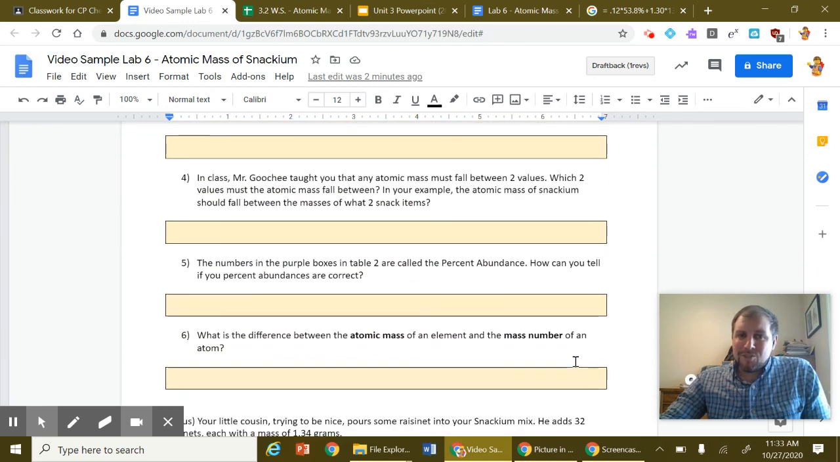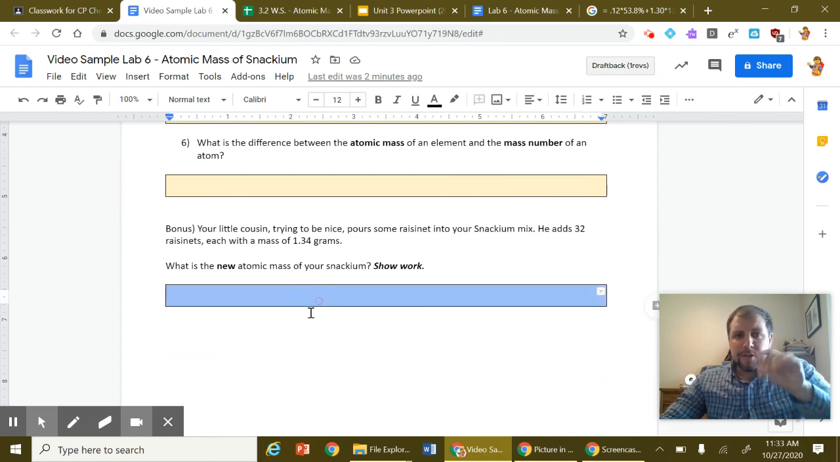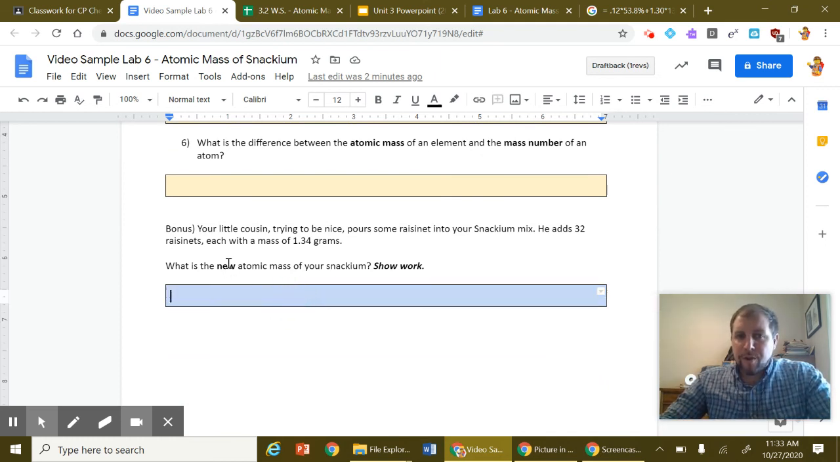You're going to answer the rest of these questions here using the notes as a guide. And there's an opportunity for extra credit down here. And this falls in the test and quiz category, which I was just telling you is worth quite a bit. So in this extra credit opportunity, someone comes along and adds a fourth isotope to your sample. How does that change your results? So your bonus activity is to recalculate with a fourth isotope in your sample.